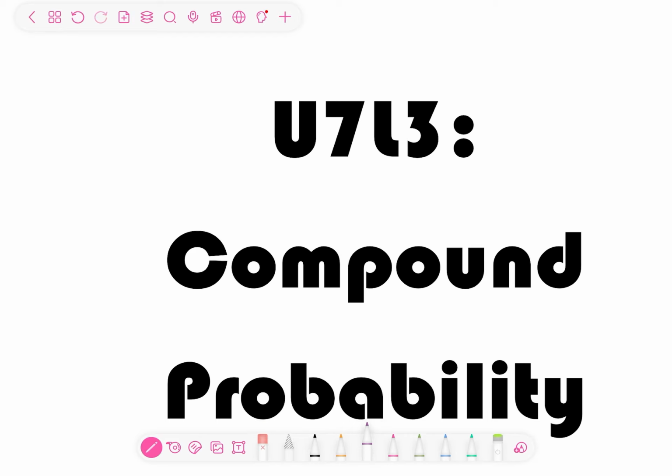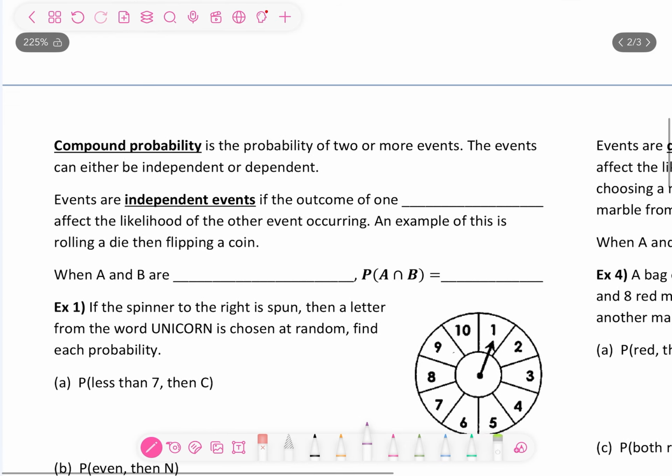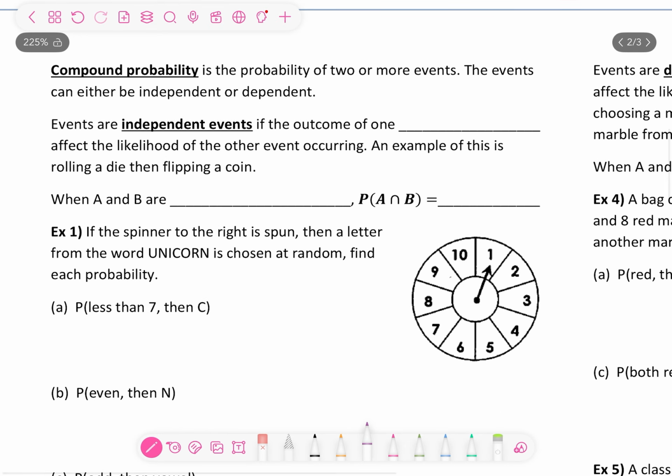Welcome to U7L3 compound probability. Okay, so in this lesson, we're going to talk about the probability of two or more events happening. So the events can either be independent or dependent.